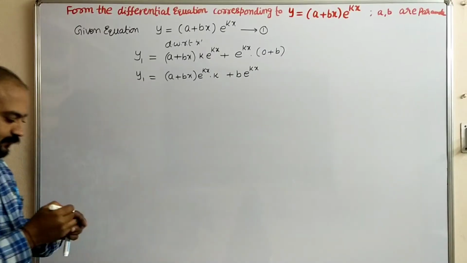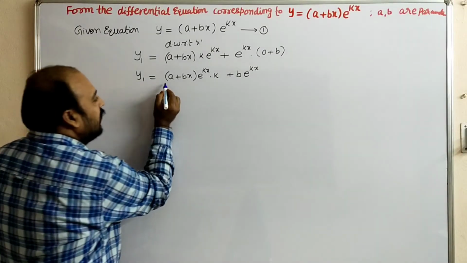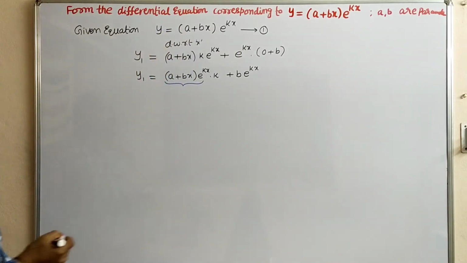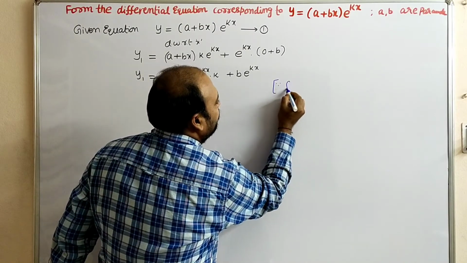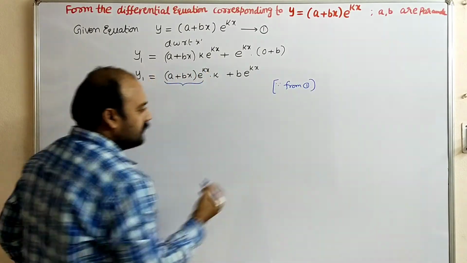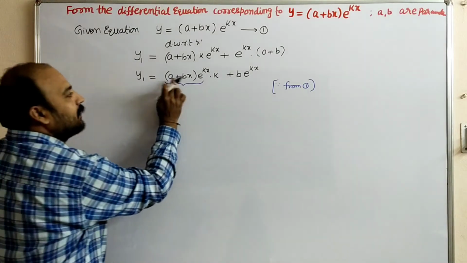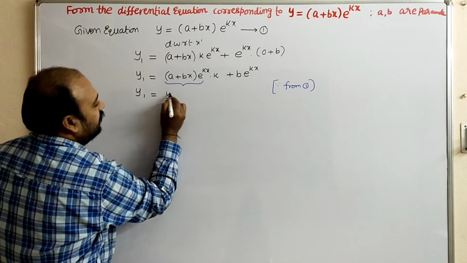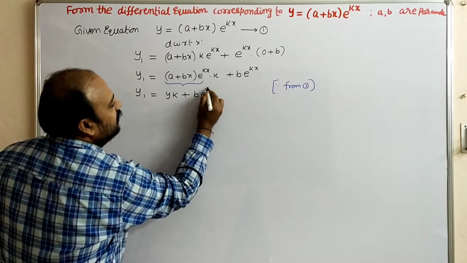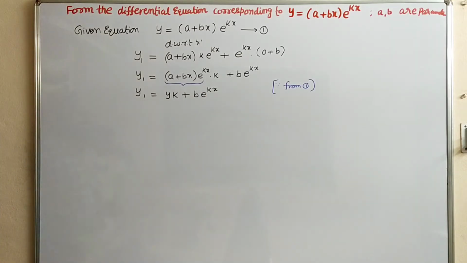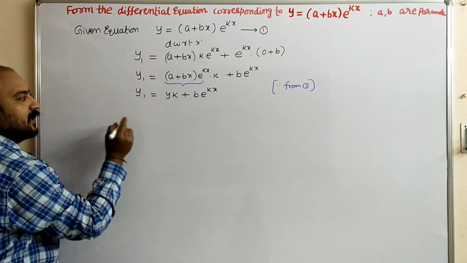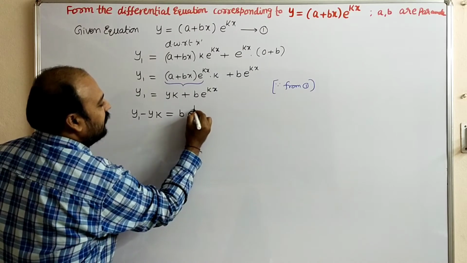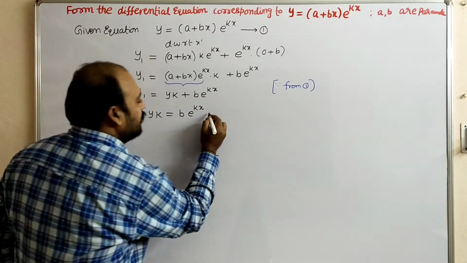Once you observe that, the first term (a + bx) e^(kx), from equation 1, becomes y. Since from equation 1, in place of (a + bx) e^(kx), we can write y. So y1 = y into k + b e^(kx). Now yk I am taking to this side. So y1 - yk = b e^(kx). Put it as equation number 2.